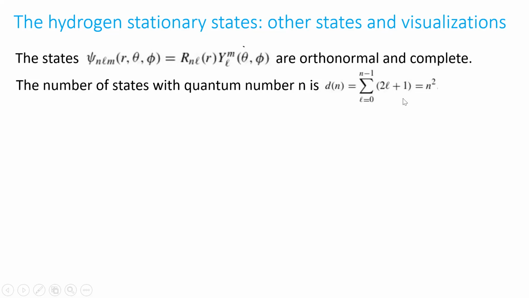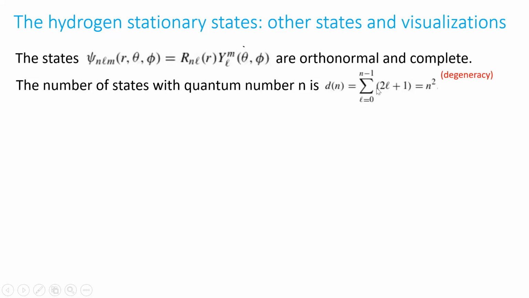And this sum, it turns out, is equal to n squared. Okay, so if you make this sum, which you can prove by induction, these sums are usually proved by induction. So for n equal 1, we get D, which stands for degeneracy, meaning multiple states with the same energy, because the energy depends on n. D would be equal to 1. For n equal 2, we'd get D is equal to 4.